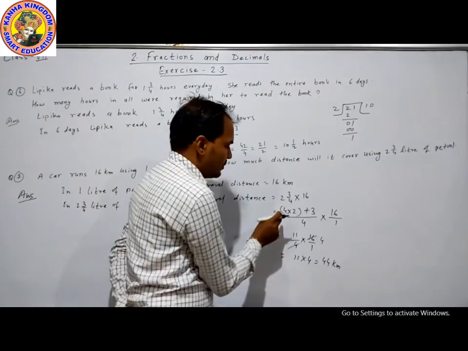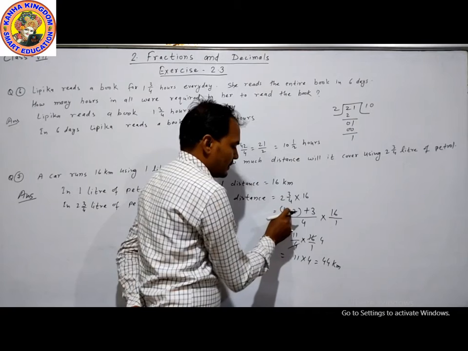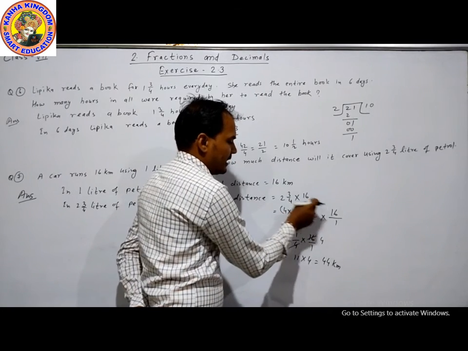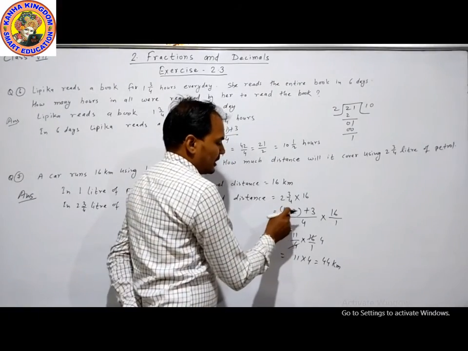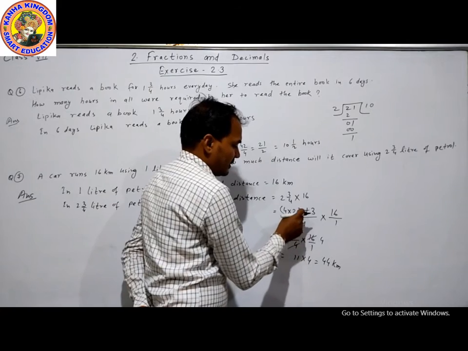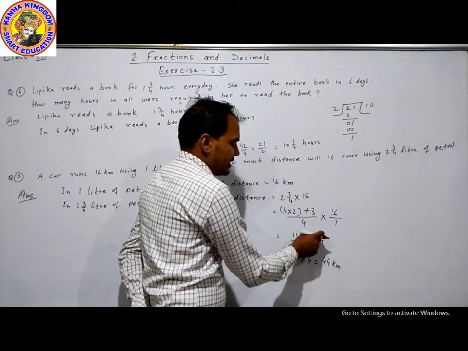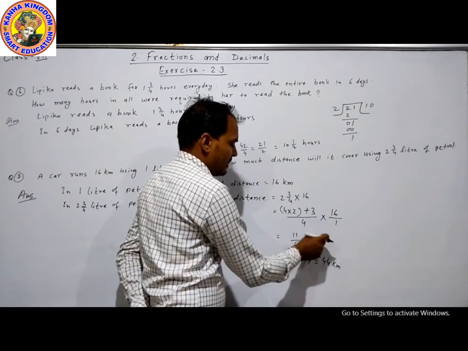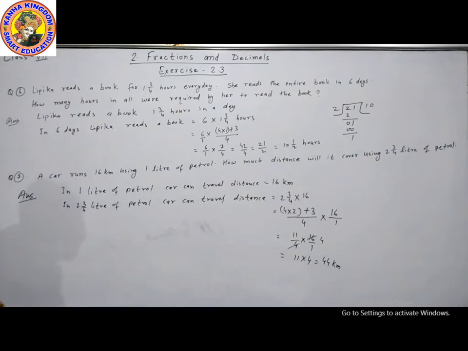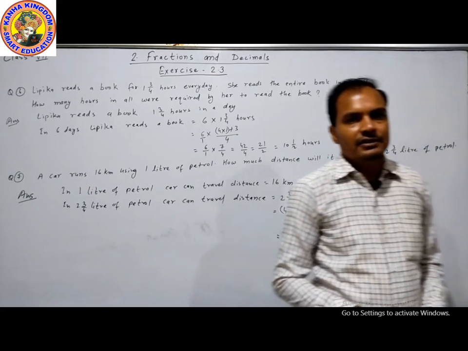We will change it into a fraction number: 4 into 2 then plus 3, divided by 4, and this is 16. 4 into 2 is 8, 8 plus 3 is 11. Then the first number is 11/4, the second number is 16. We can cut these numbers by 4 times. 11 into 4, 44. 44 km is our final answer. You can take a screenshot of this. We will move to our next question.